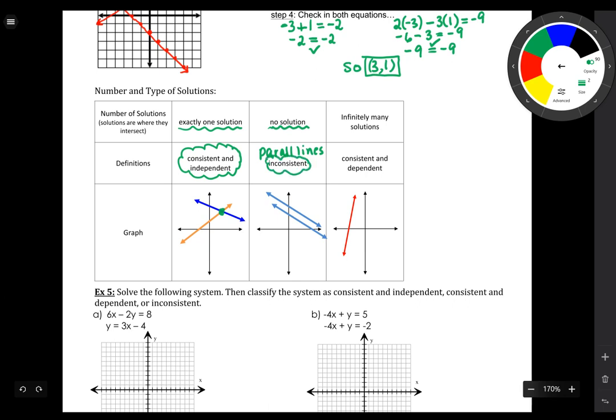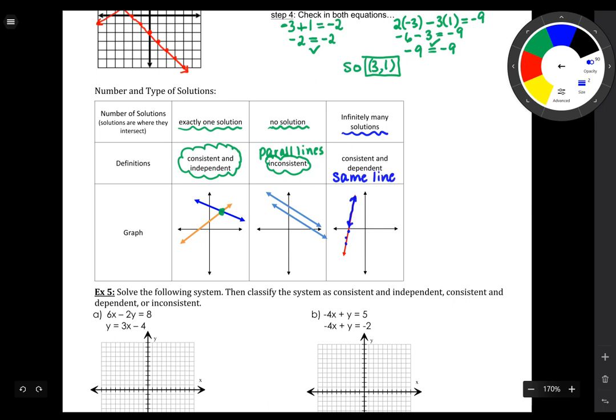Okay. And then lastly, if you graph one line and you graph the other line, one is on top of the other line. So basically you don't see this, but one of the graph, this is a graph, and then here it's the exact same graph on it. So that just means there's infinitely many solutions. Those lines intersect at an infinite number of points right here, right there, right there, right there, and so on. So that is infinitely many solutions, and that is called consistent and independent. So that is when you have the same line.